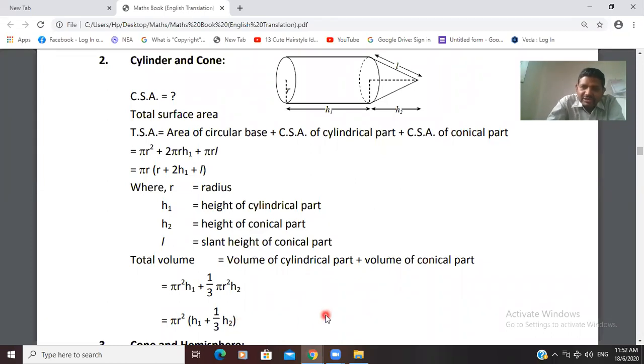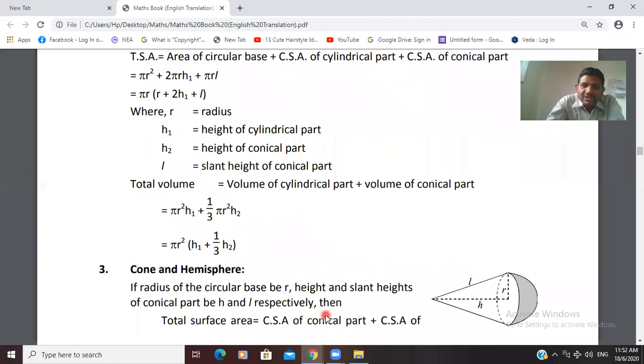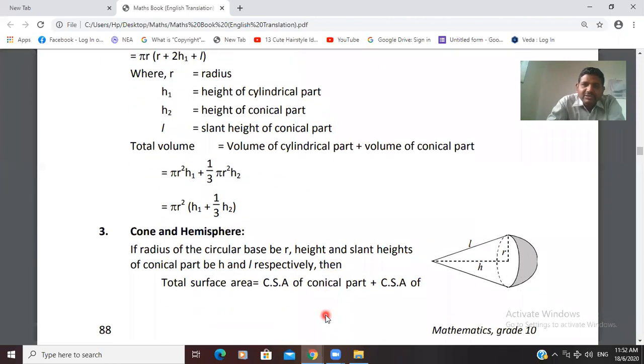Now let us talk about the third combination. You can note down this formula, the total volume of the second solid object. Now I am talking about this third solid object. The third solid object is made up of a cone as well as a hemisphere.